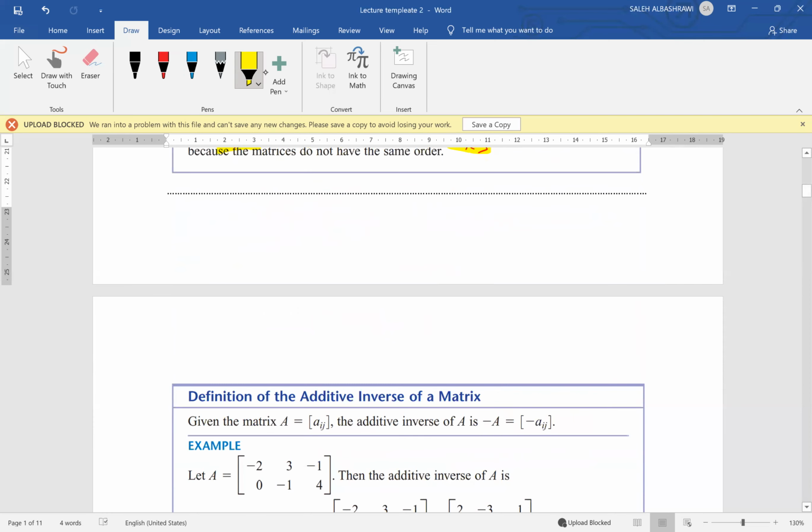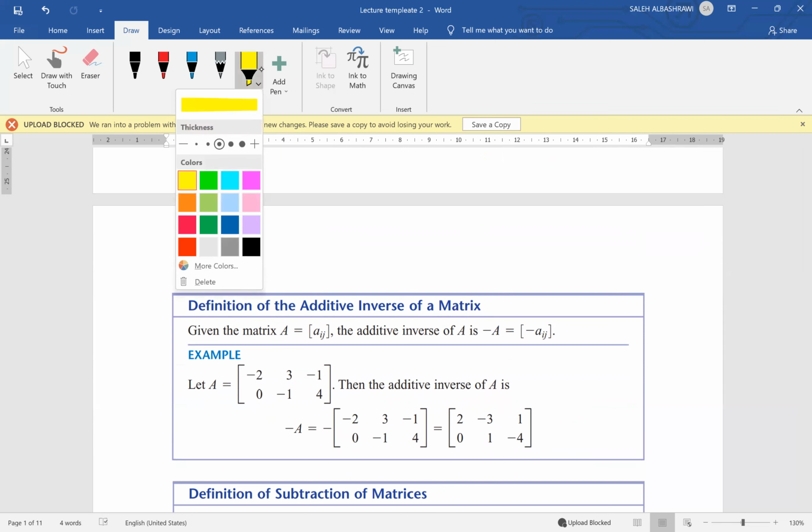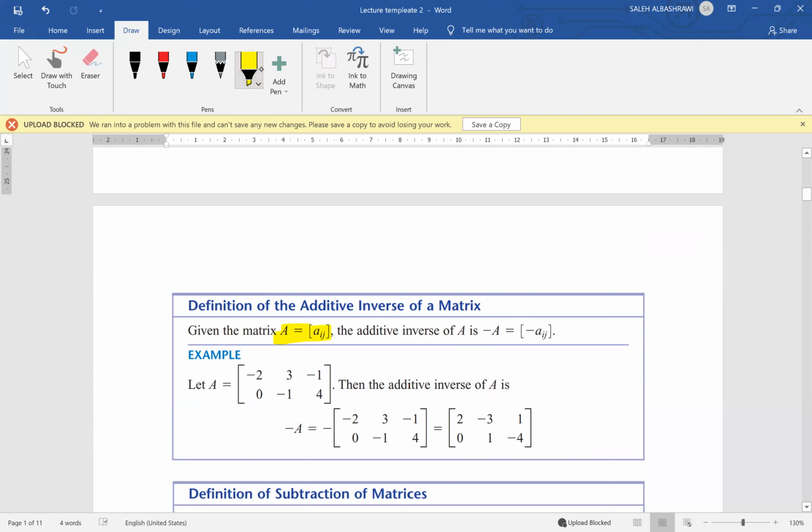Next point will be the definition of the additive inverse of a matrix. If we have matrix A, then the additive inverse of A is minus A. We change all the signs of the elements of the matrix A. That will give me the additive inverse. It means that if we add A and minus A, we will have 0 matrix.